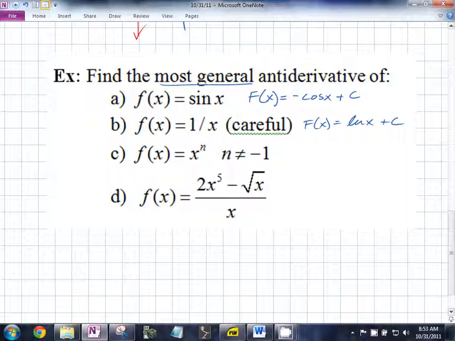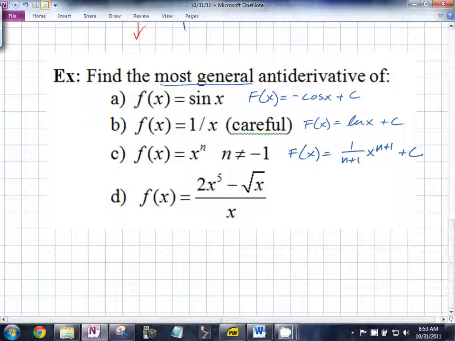What about the third one right here? So, Maddie, you had this one, right? 1 over n plus 1 multiplied by x to the n plus 1, plus C. Absolutely right. Correct. The n plus 1 comes out to 1, goes down to n.